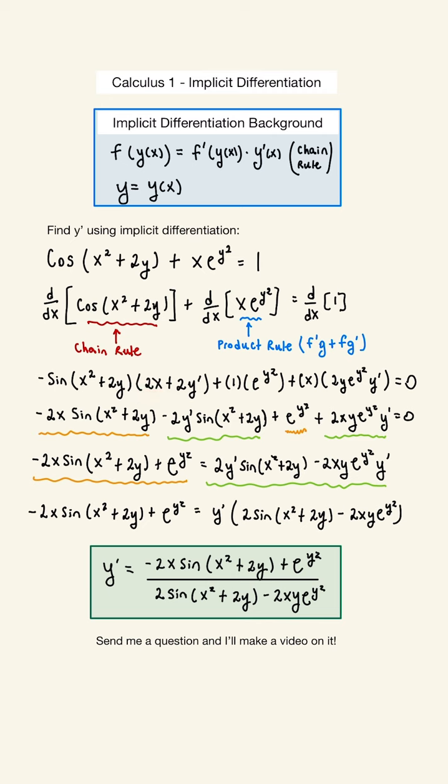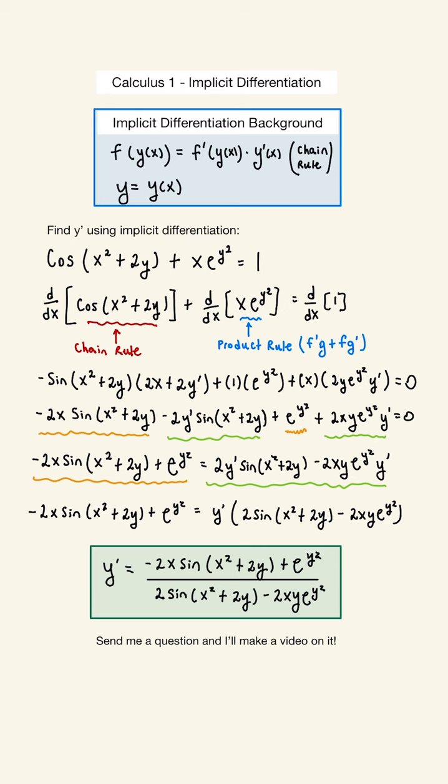And like I've said before, this y term is really just y of x. So it's a function of x, which is why we have this y prime term. The next step is we'll need to take the product rule. So we'll have 1 for our f prime position, e to the y squared for our g position, x for our f position, and then 2y e to the y squared, y prime for our g prime position.